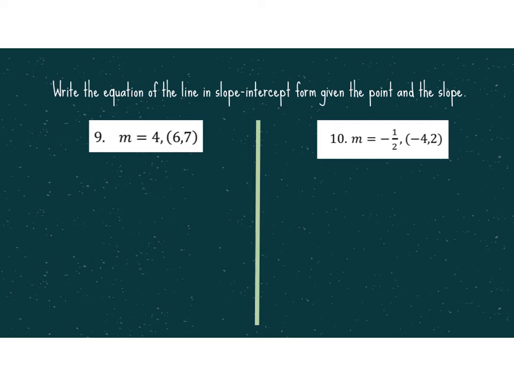I'm going to go through these ones. You have m equals 4. There's an x. There's a y. If I plug that in, it would look like 7 equals 4 times 6 plus b. Sometimes my b's and my 6's look similar, so I'll try to make it clear. 4 times 6 is 24, so 7 is equal to 24 plus b. And then I'm going to subtract the 24 from both sides, making that go away.